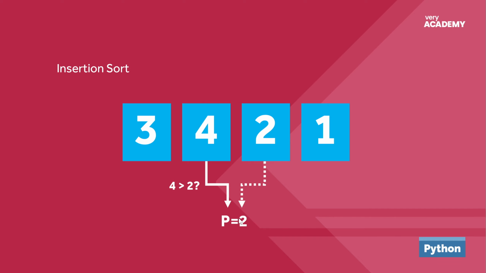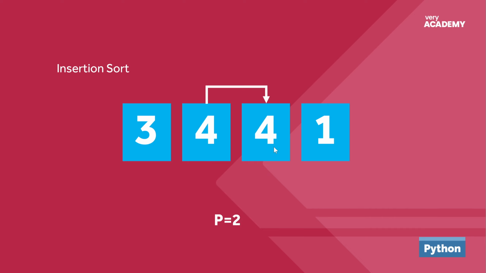So is 4 greater than 2? If it is, it means that 4 is going to be copied over to here, position 2. So this happens. And now we skip down to the next number. So we've compared our initial number to the adjacent, and now we're going to move down to the next number. So this is in position 0, number 3.